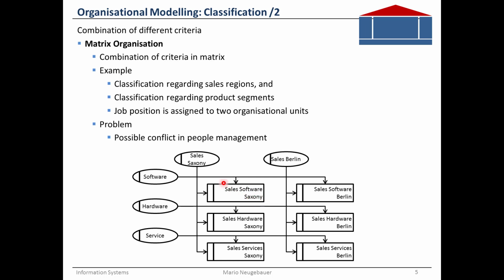So here at this crossing point of sales, Saxony, and software, you have this position which is responsible for sales of software in Saxony. And the same here, you have the position for sales of hardware in Saxony, and here also for sales of services in Saxony. So 3 different sales positions which are concentrated on 2 aspects of your parameters you have in your organization.